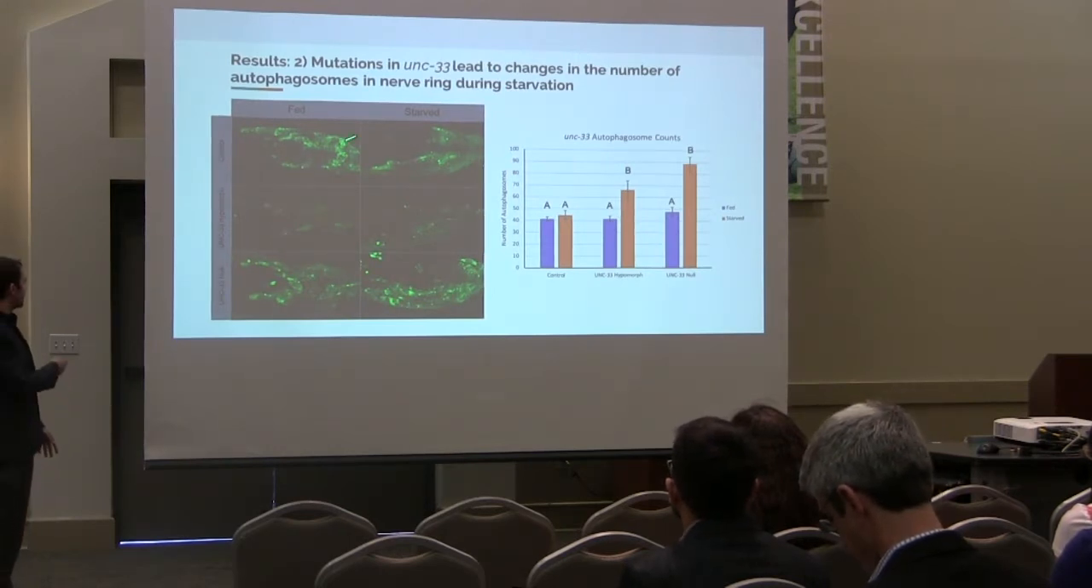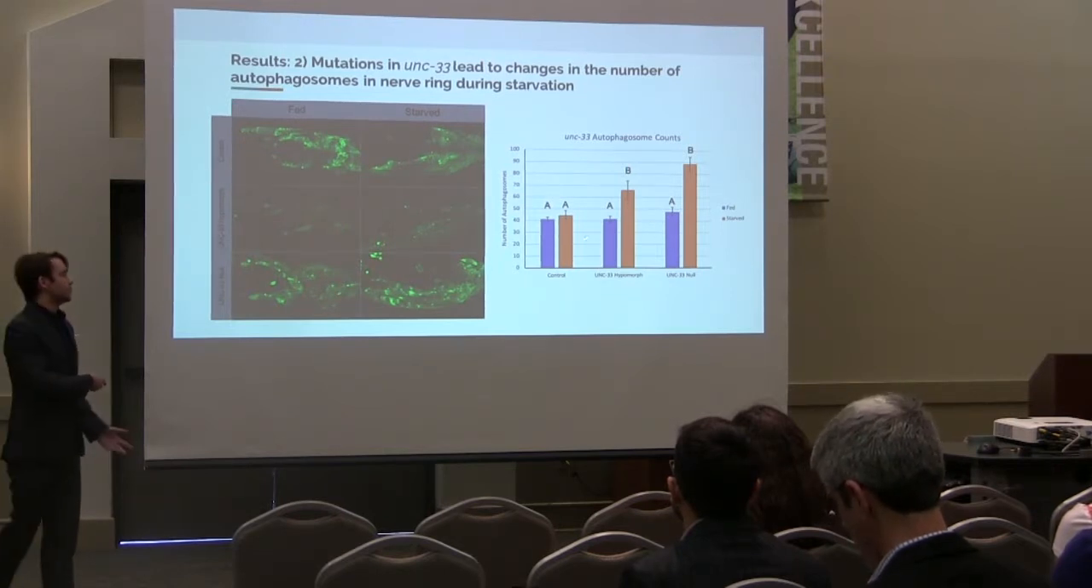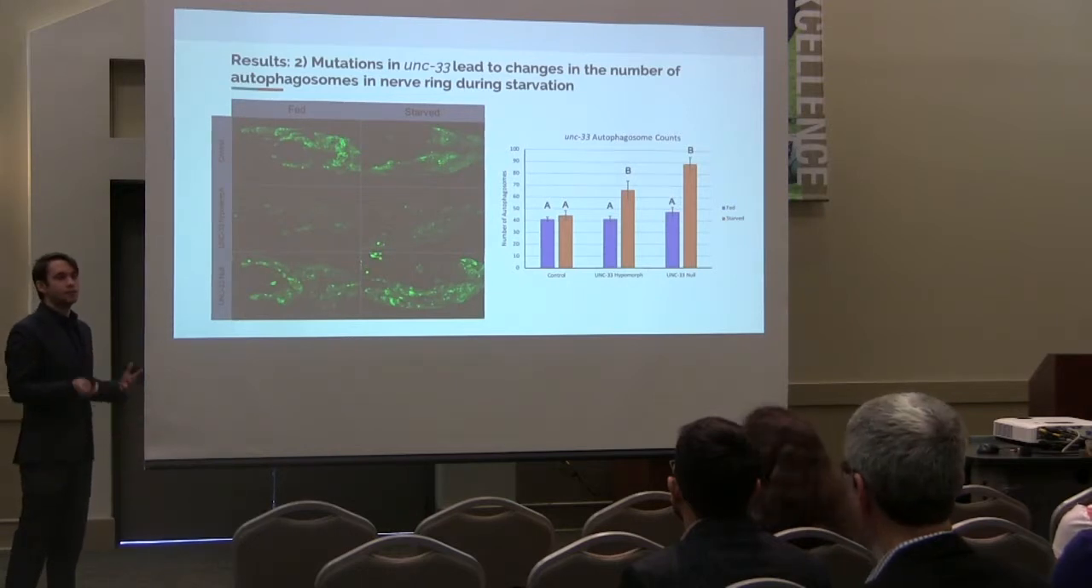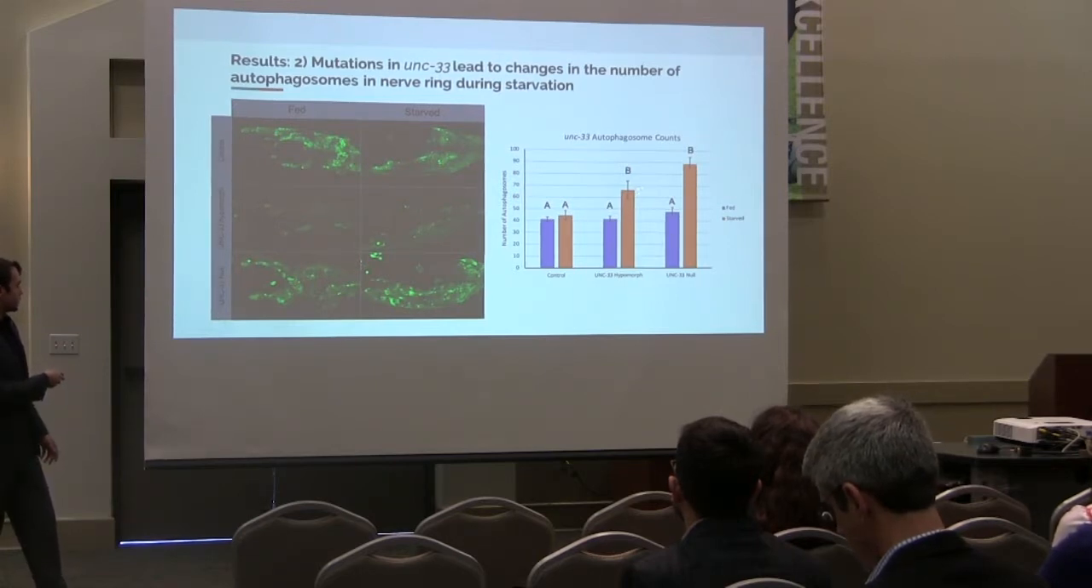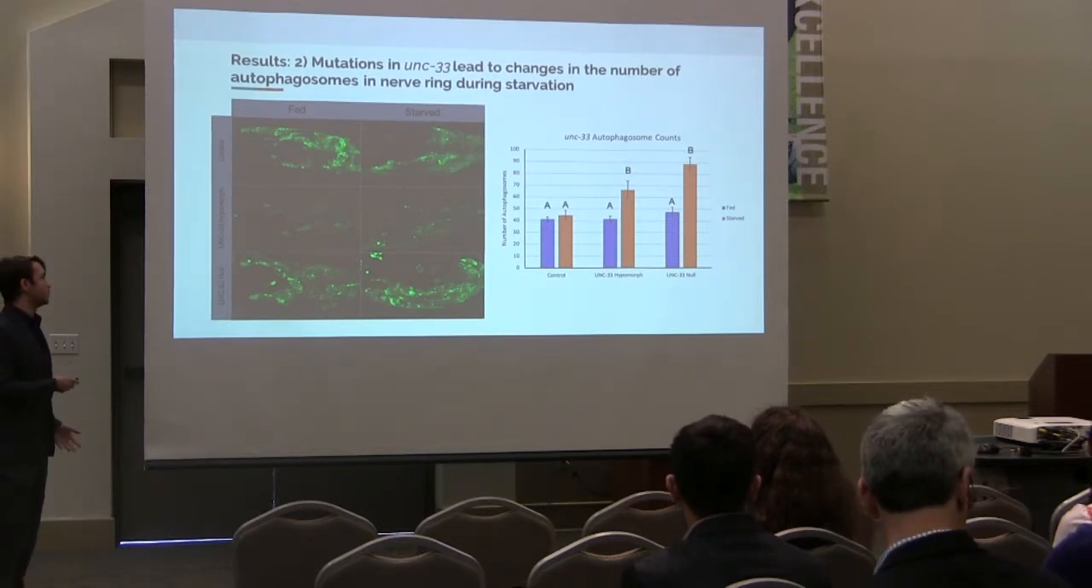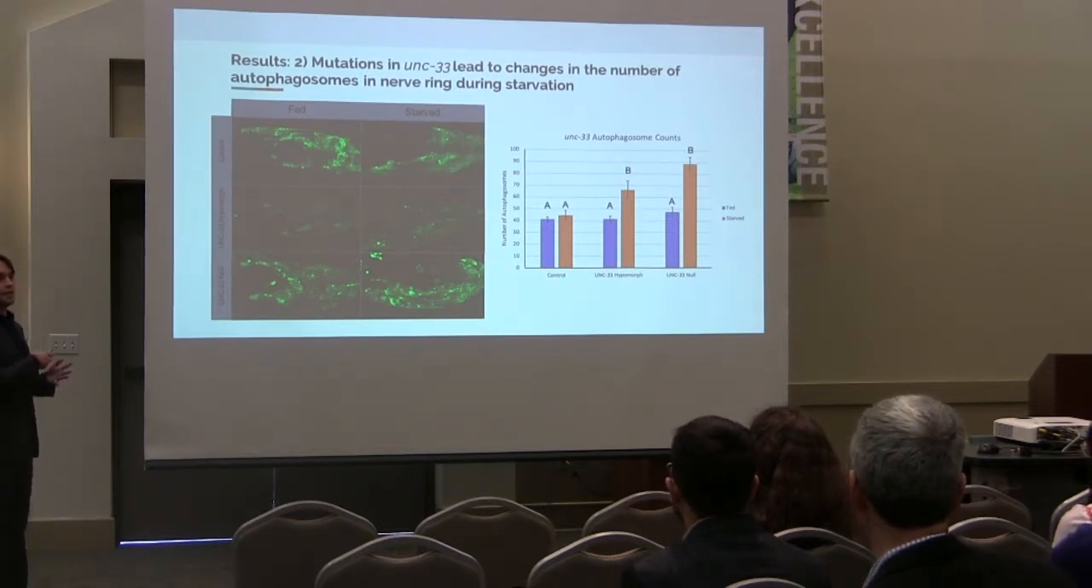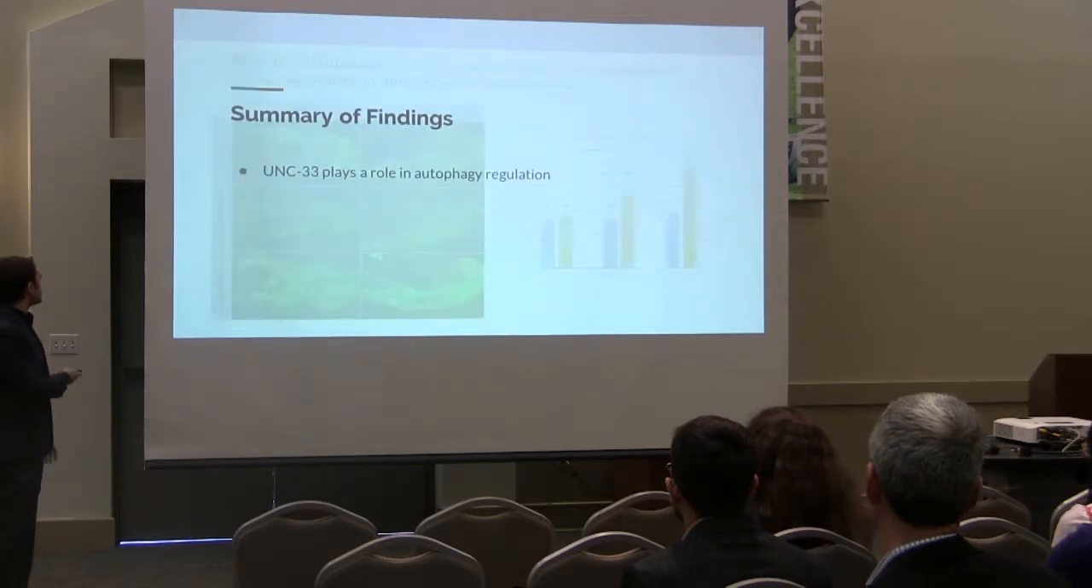So here we have the fed animals, here we have the starved, and this is for our control, the hypomorph and the null. These results basically reflect the same idea as the previous results, which, one, validates the biochemical method, so it shows that it actually means something. And it also, again, confirms that under starved conditions, we're seeing an increase in the number of autophagosomes present in the cell at any given time compared to the control, which suggests an issue in regulation of autophagy in the clearance of these autophagosomes.